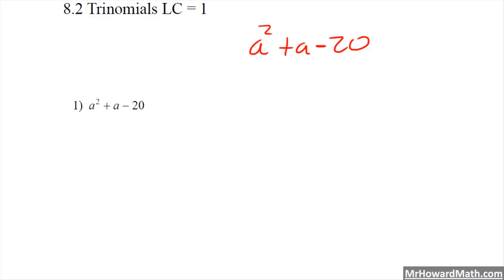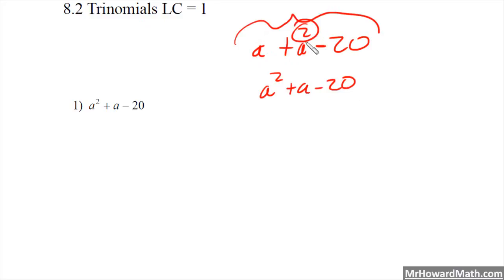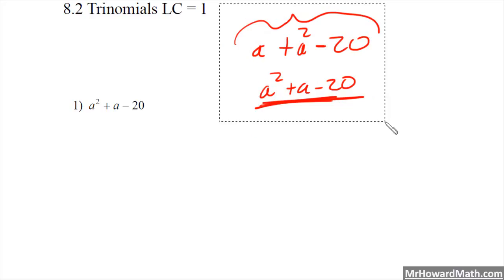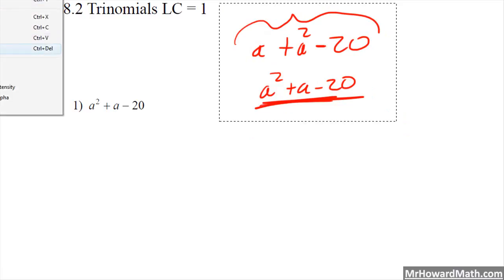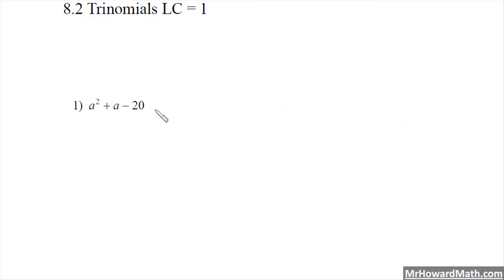Now if, for example, we erase this, and we had it rearranged in the initial problem, with the a here and the a squared here, we would need to rearrange that so that it was in proper descending order. If you were given the problem with the squared term in the middle, you need to rearrange that so that it's in proper descending order, and that would put your leading coefficient up here as 1. So make sure before you start working with these that you check the problem and make sure it's in proper descending order. Okay, so looking at this one, a squared plus a minus 20.